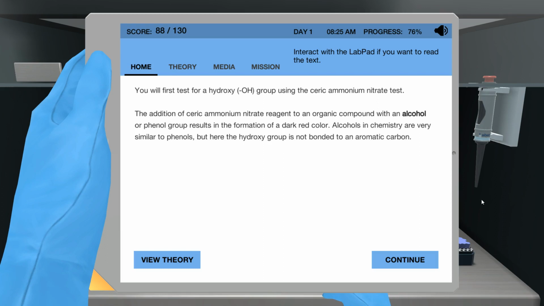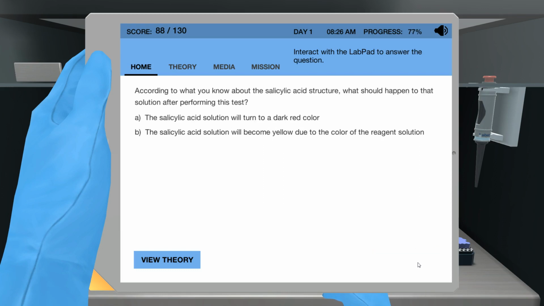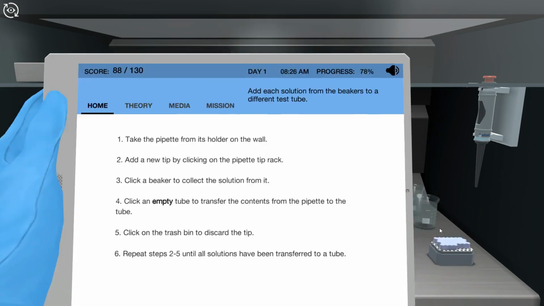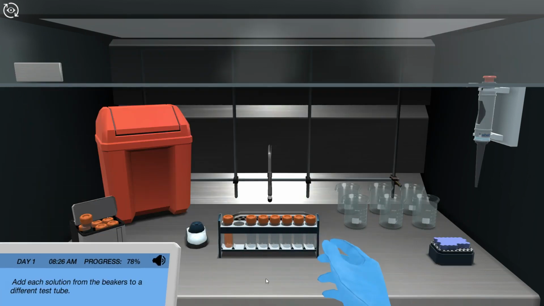Alcohols in chemistry are very similar to phenols, but here the hydroxy group is not bonded to an aromatic carbon. According to what you know about the salicylic acid structure, what should happen to that solution after performing this test? Alright. We'll find out if your hypothesis is correct after you've done the experiments. Add each solution from the beakers to a different test tube.